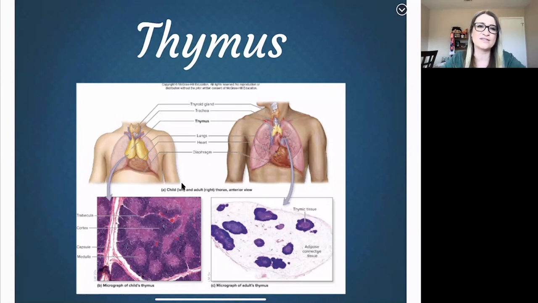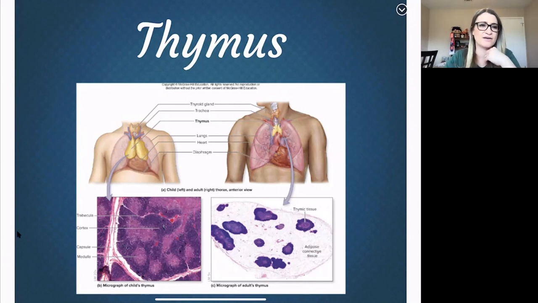This involution is associated with a decreased immune response in older individuals. So you have a smaller thymus and less thymic tissue. So our ability to form a new immune response to a new pathogen decreases because of that. It's most active in children because when we are kids, that's when we are exposed to most pathogens. And so we build our immunity during that time, up to puberty.